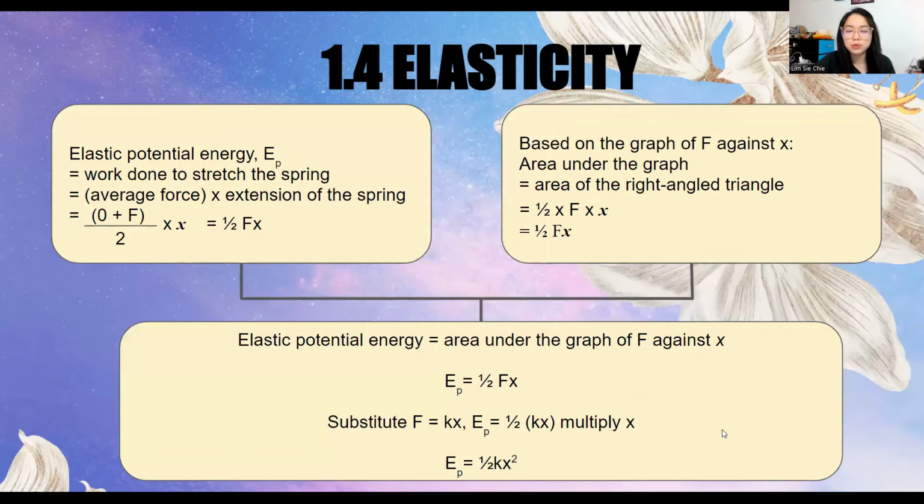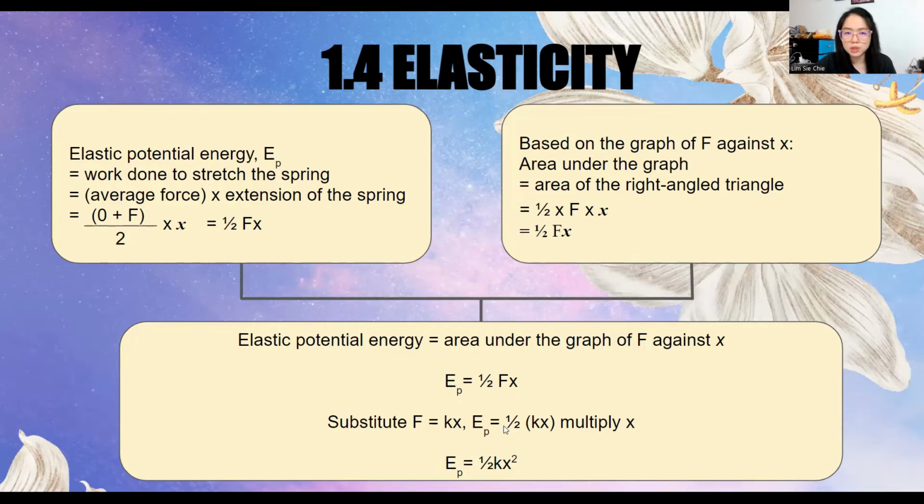So how do you relate them together? Now I just quote down whatever I have from the previous slide and put it together. So when I put it together, you have this. Elastic potential energy is actually equal to the area under the graph of F against X. So the potential energy is equal to half Fx.